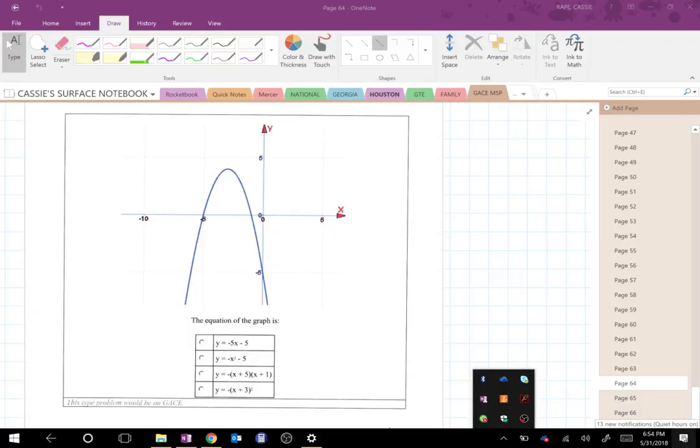This is page 64. We're getting so close to the end. I'm so excited. It wants to know, what is the equation of this graph? Well, this is clearly a parabola.